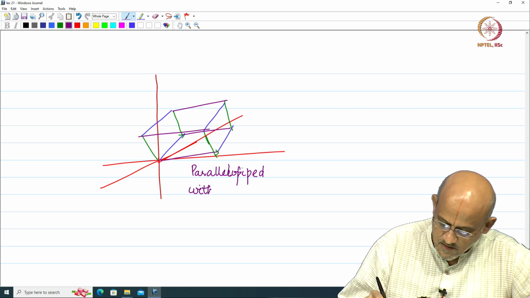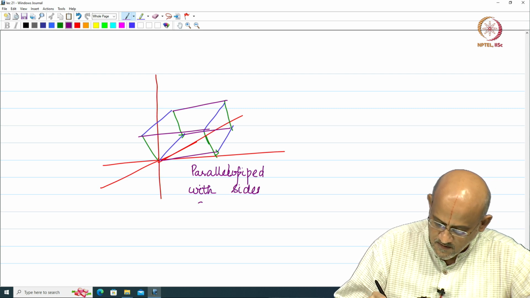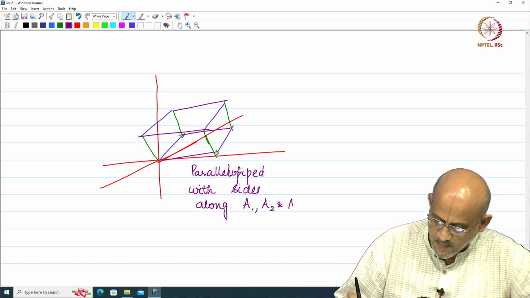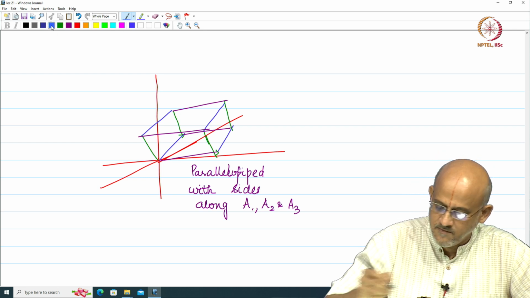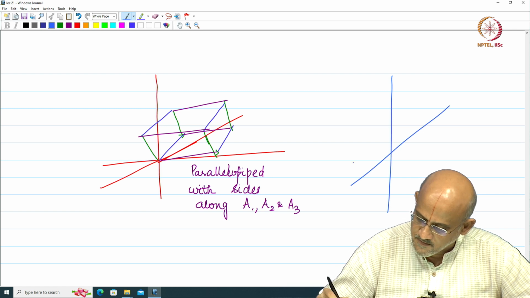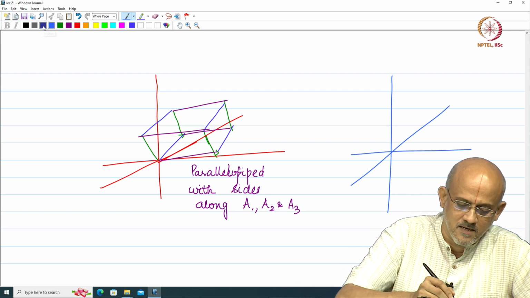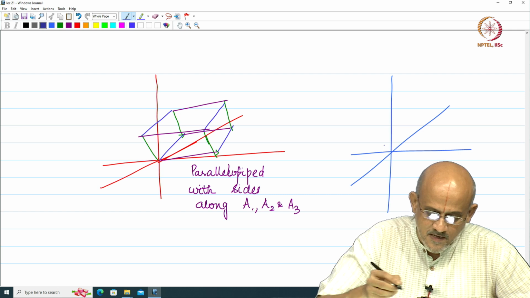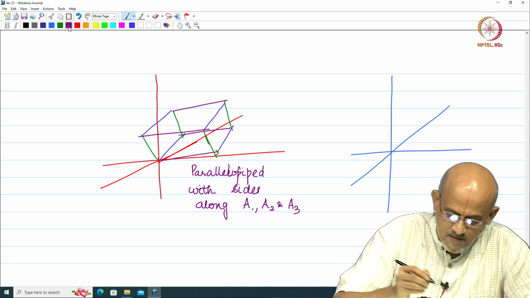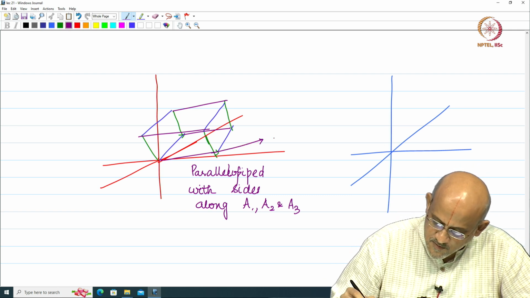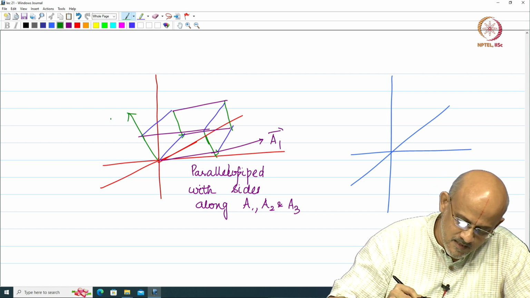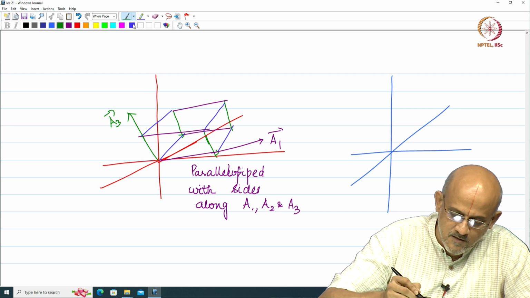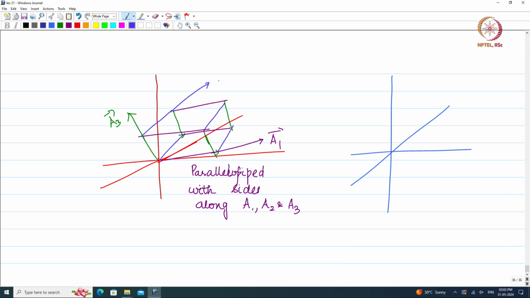With sides along A1, A2 and A3. So, this will have some volume. Now, what I am going to do is something else. I will retain, suppose we say this purple vector corresponds to the A1 direction, the green vector corresponds to the A3 direction, and let us assume this violet vector corresponds to my A2 direction.